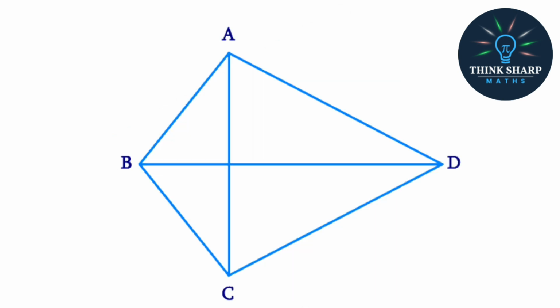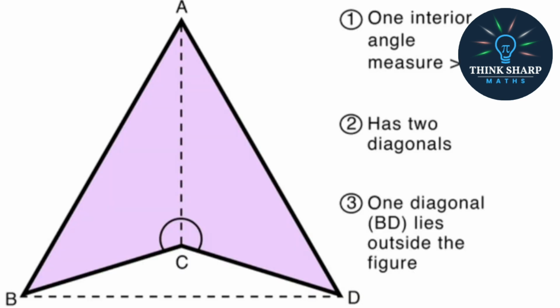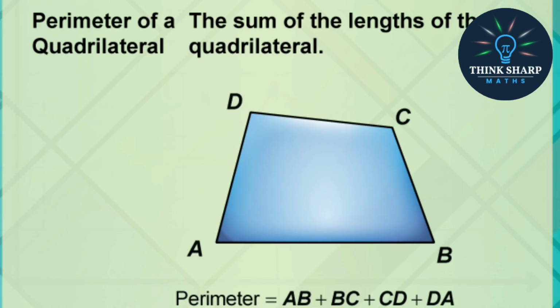Now, the third fact is, in a convex quadrilateral, both diagonals are inside the quadrilateral only. But in a concave quadrilateral, one diagonal will be inside and one diagonal will be outside. You can see here clearly that of the lines joining the two opposite angles, one is outside and one is inside.